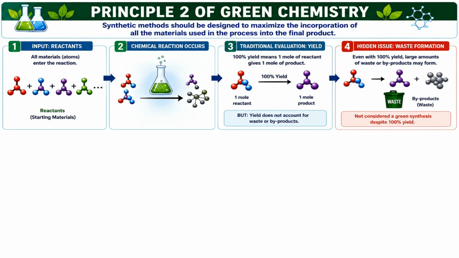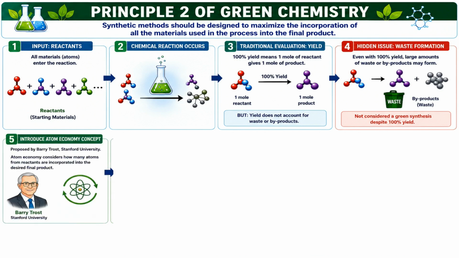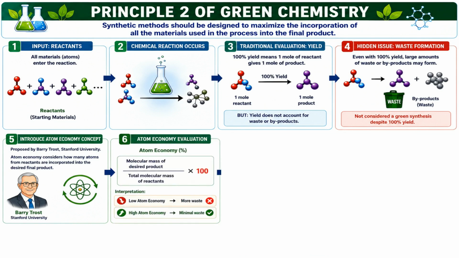To solve this issue, the concept of atom economy was proposed by Barry Trost of Stanford University. Atom economy focuses on how many atoms from the reactants are actually incorporated into the final desired product. Atom economy is calculated using this formula: percent atom economy is equal to molecular mass of desired product divided by total molecular mass of reactants times 100.